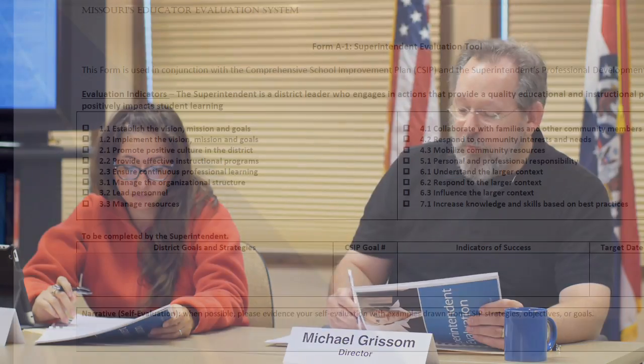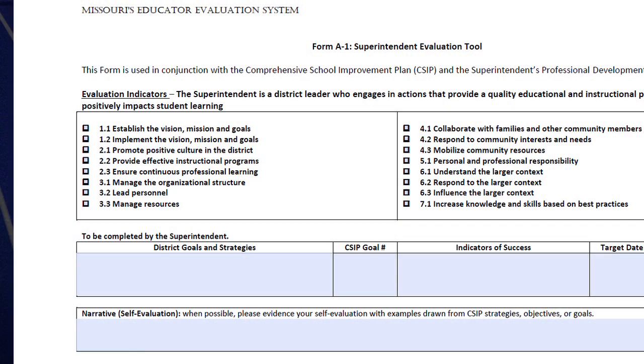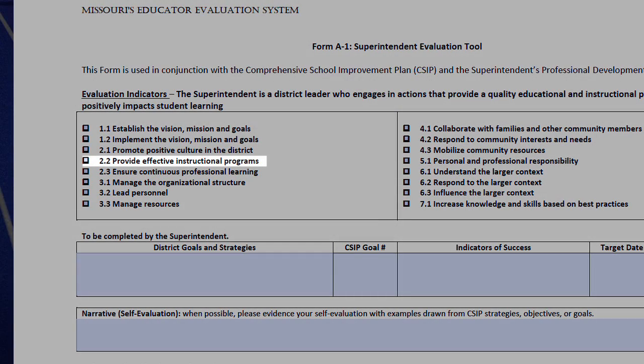Well, we take Form A1, the superintendent evaluation tool, and put a check mark by 2.2. Then we pick other indicators and give this form to the superintendent to complete. He brings it back to us with the CSIP objectives referenced and some information to help us determine the baseline performance, or the starting point. I suggest we pick another indicator.